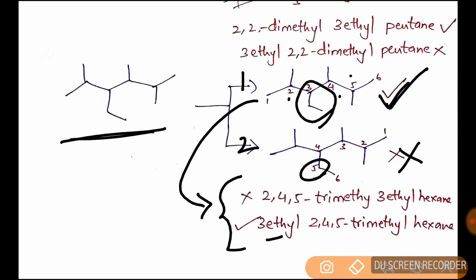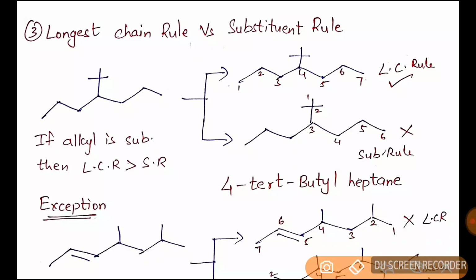So that is the way you write for nomenclature. What should we do when there is a fight between longest chain rule and substituent rule? Which one should be given more preference? Okay, let's consider this example, this alkyl chain.